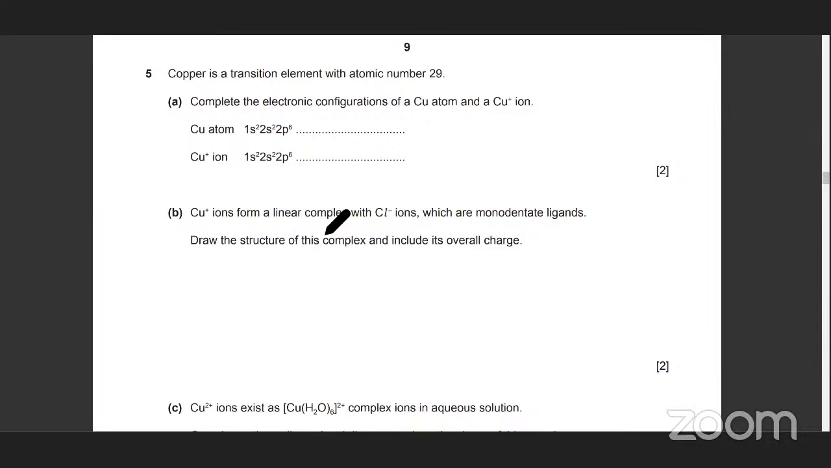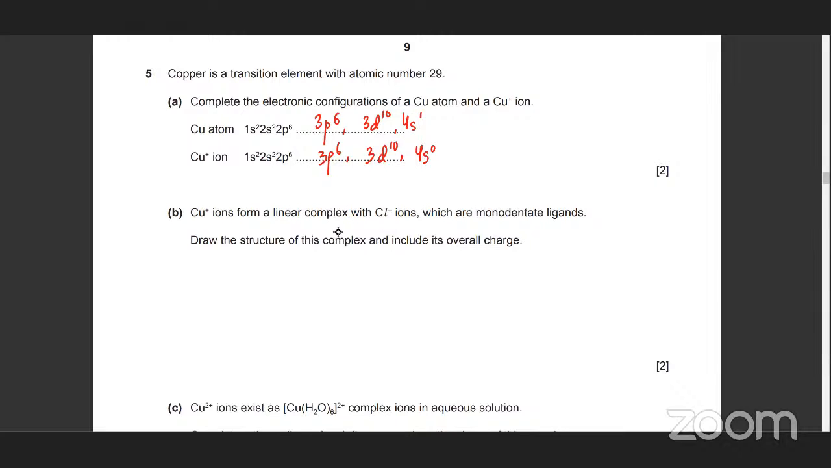In question number 5, the first thing is you have to write the electronic configuration of a copper atom. That's easy. It's going to be [Ar] 3d10 4s1. It's a special case, so 4s does not get completely filled. Instead, the 3d has 10 electrons. And copper 1 plus would be 3d10. Electrons are always lost from the outermost, so 4s would become 0. You don't have to write 4s.